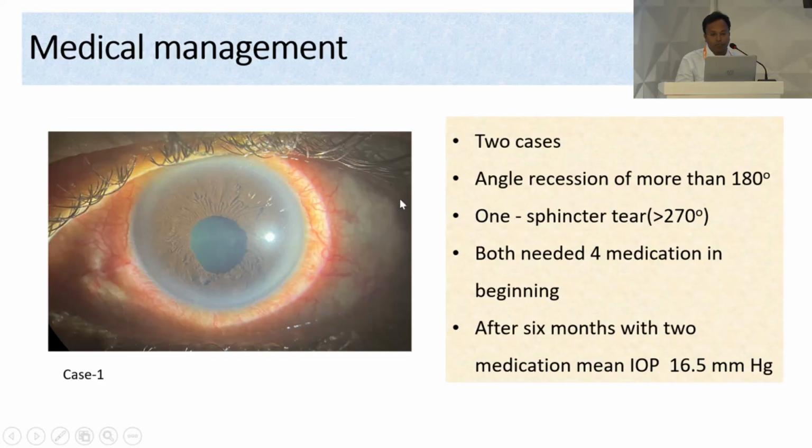You can see the 2 cases here. I have put one photo. There was a 270 degree sphincter tear, and both needed 4 medications in the beginning. After 6 months, once the inflammation had recovered, they were on 2 medications, and the mean IOP was 16.5 mm mercury.